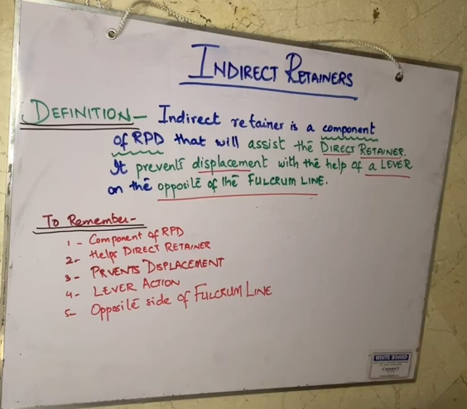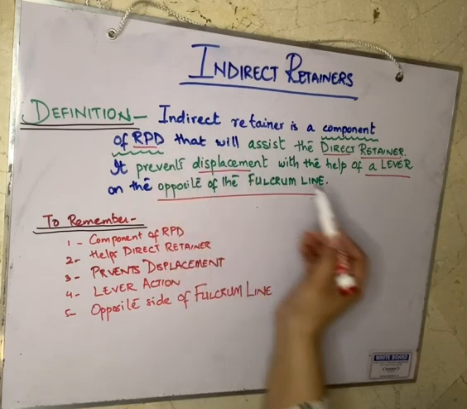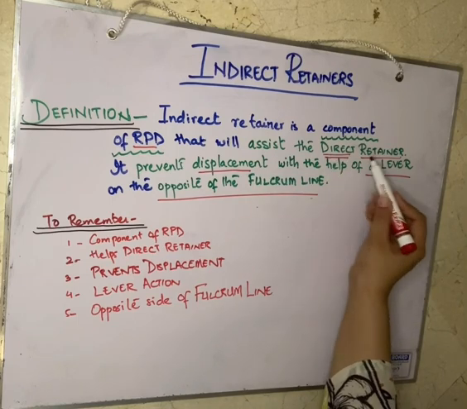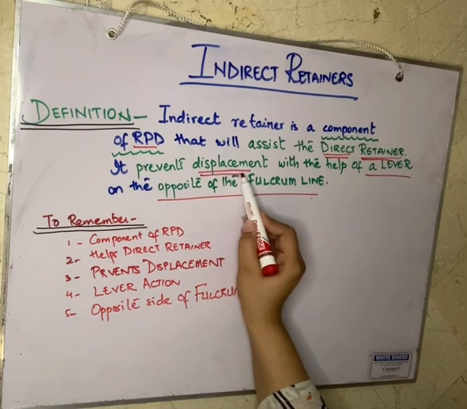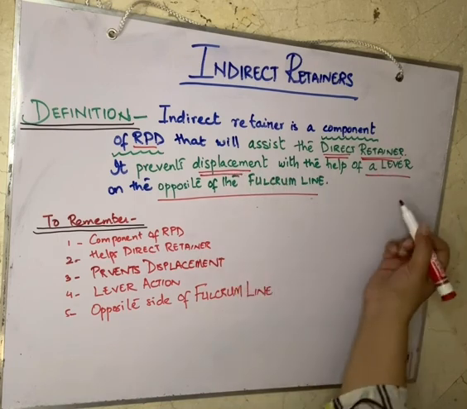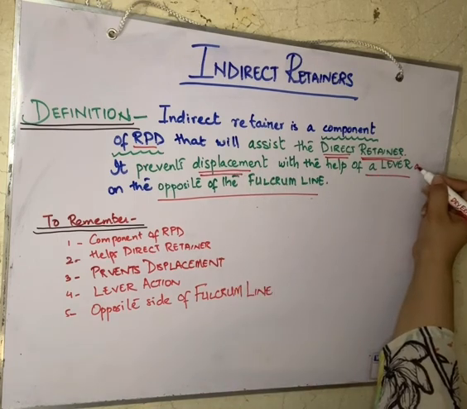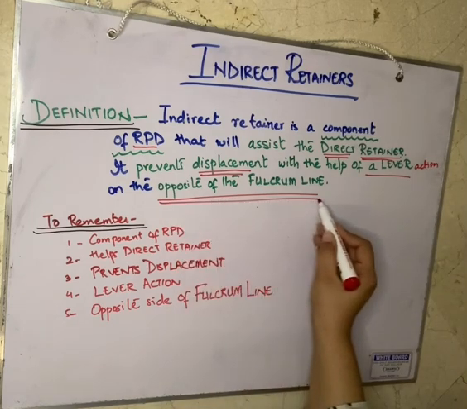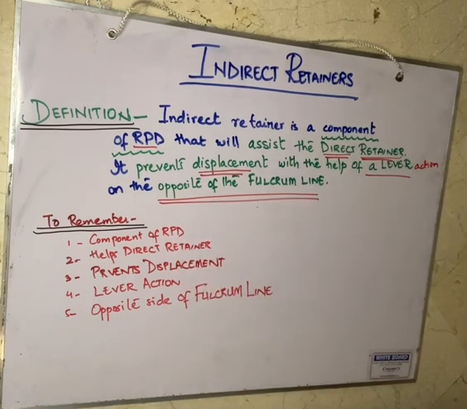Maheen K, and today we will discuss indirect retainers in detail. So what exactly is an indirect retainer? An indirect retainer is basically a component of an RPD that will assist the direct retainers. It prevents displacement of the RPD with the help of a lever action on the opposite side of the fulcrum line, right?